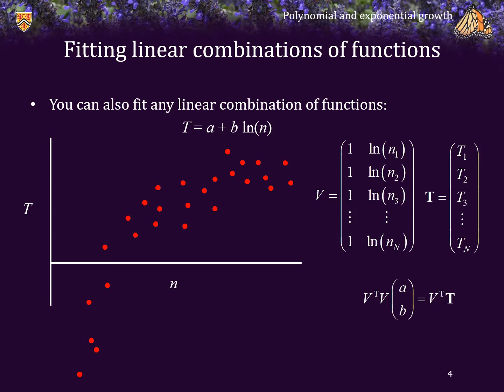Having done this, we then have the target vector t, and then we simply solve this system of linear equations. a is associated with a constant 1, b is the multiplier of the logarithm function. Solving this system gives us a and b, and that would give us the best fitting function of the form a plus b times log of n.